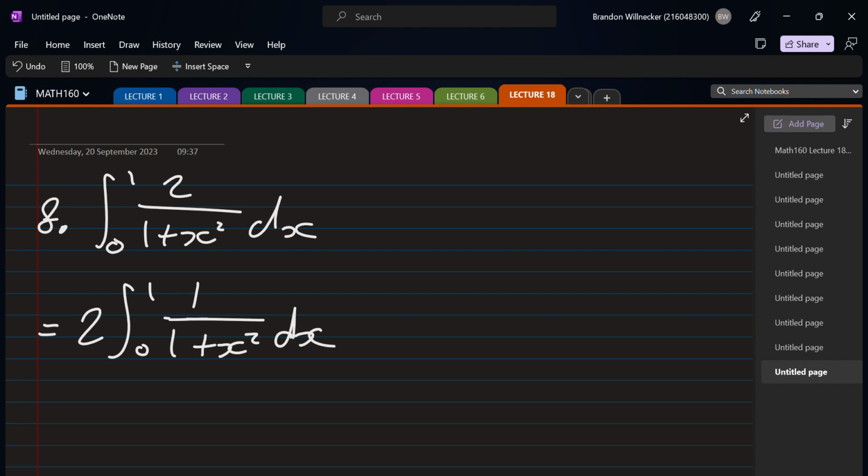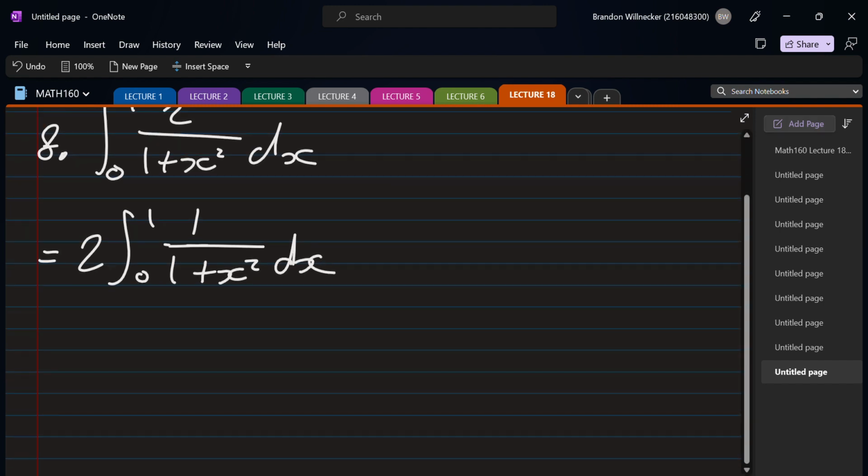Now, we have seen this before. 1 over 1 plus x squared, that was the derivative of arctan. Okay? We did that with the derivative of arcsine, arccos, arctan. We did those 3. So if the derivative of arctan is 1 over 1 plus x squared, then the antiderivative of 1 over 1 plus x squared must be arctan. It always goes back and forth. So we know the answer already.